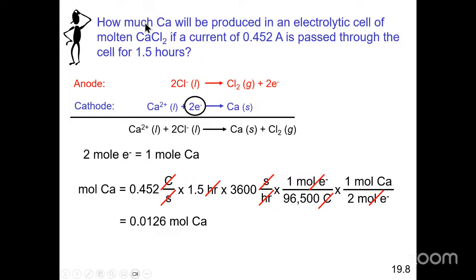But if the question had asked for the mass, then you know what to do. You simply multiply this by the molar mass, which means you'd have to multiply this by 1 mole of calcium over the molar mass, which, if I'm not mistaken, is 40.08 grams of calcium. And that would give you the mass here, which is 0.50 grams. So that's basically how you do this kind of problem.